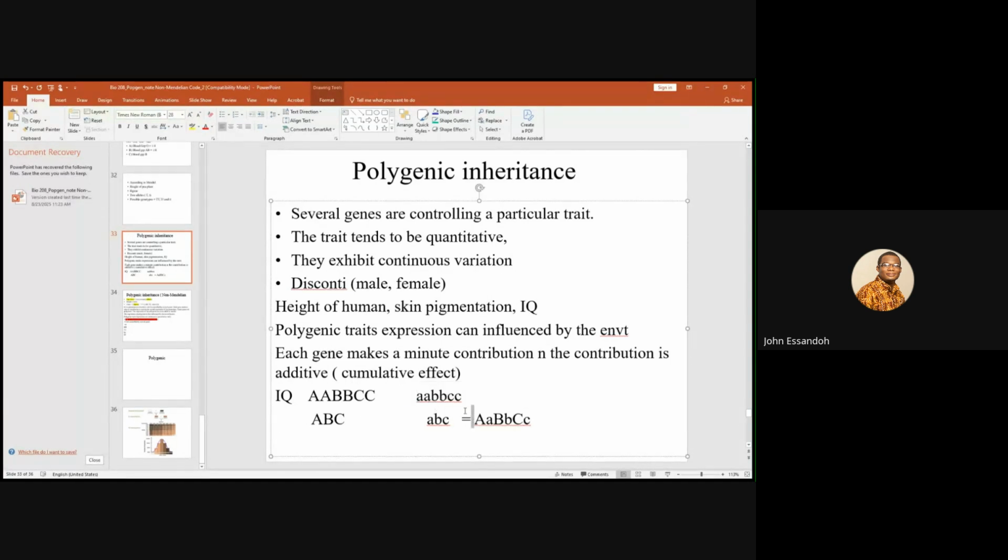So this child will obviously, if you look at the combo, be smart. Okay, so they have an additive effect. Not bad at all. The child will be okay. Each contribution is a minute, tiny little bit of contribution like that here. The child will be okay, will be smart as well.